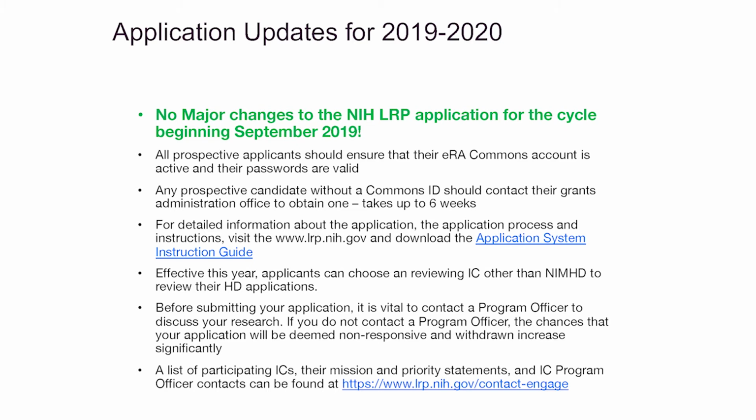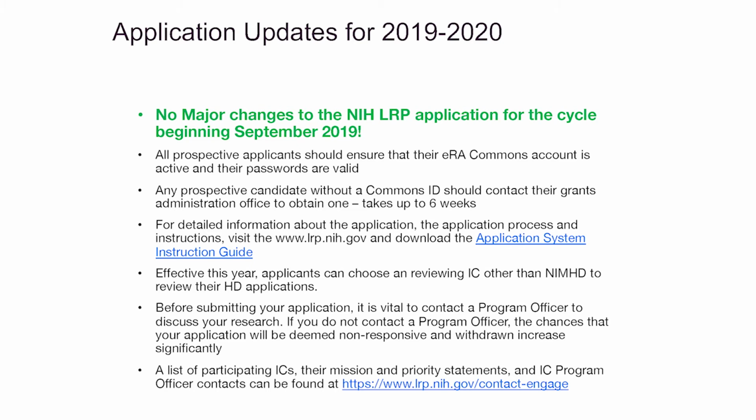You can really avoid that situation if you simply reach out to a program officer. Once again, if you visit www.lrp.nih.gov and go to the Contact and Engage section of our webpage, you will find a complete list of program officers, their names, telephone numbers, their email address, along with the mission and priority statements for each IC.